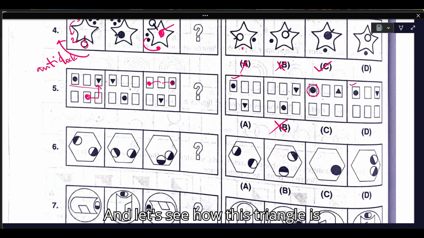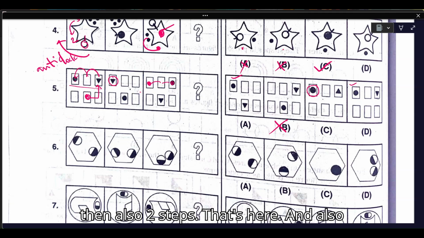Okay, and let's see how this triangle is moving. The triangle is also moving 2 steps. It is there and we come to the first place, right? So this came here and then also 2 steps, that's here, and also it should be 2 steps, 1 step, 2 steps. So the triangle should be here.